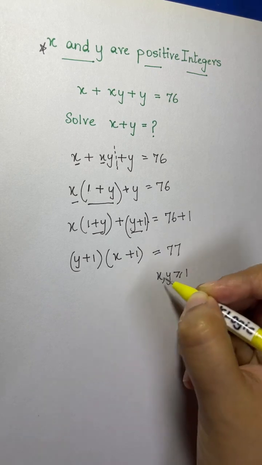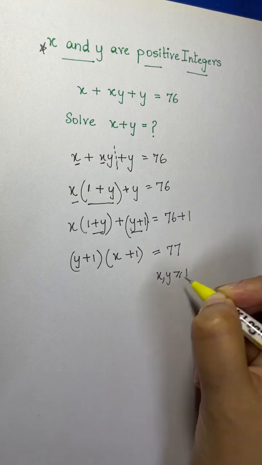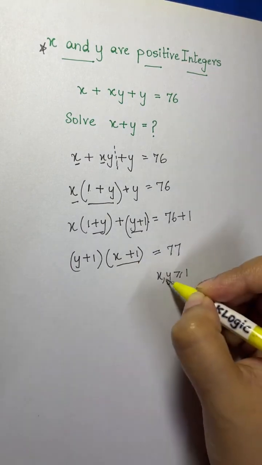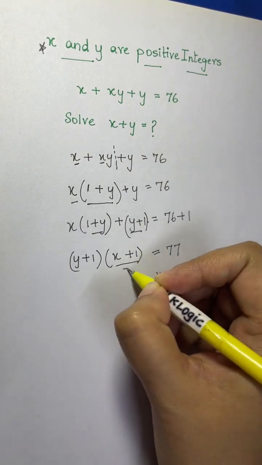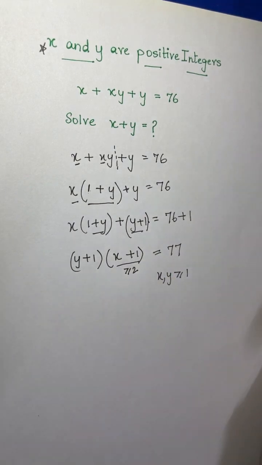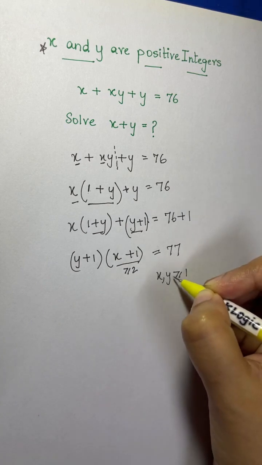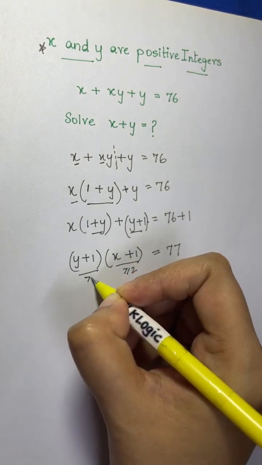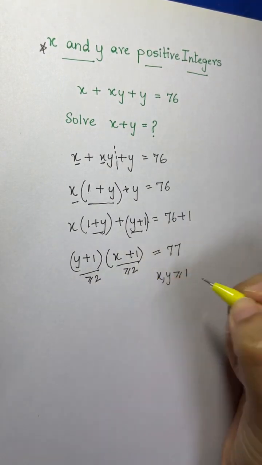Is that right? And y plus 1 is greater than or equal to 1 plus 1, that's 2. So the term x plus 1, what I'm talking about here, if I add, x plus 1 is greater than or equal to 2. So this term is greater than or equal to 2. And y is greater than or equal to 1. So if I add 1, y plus 1 is greater than or equal to 2. So these two terms are greater than or equal to 2.